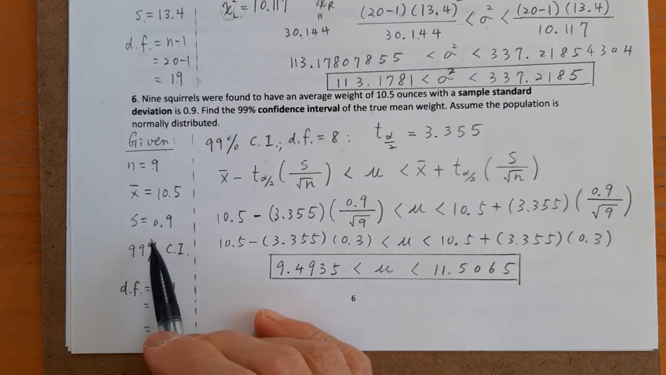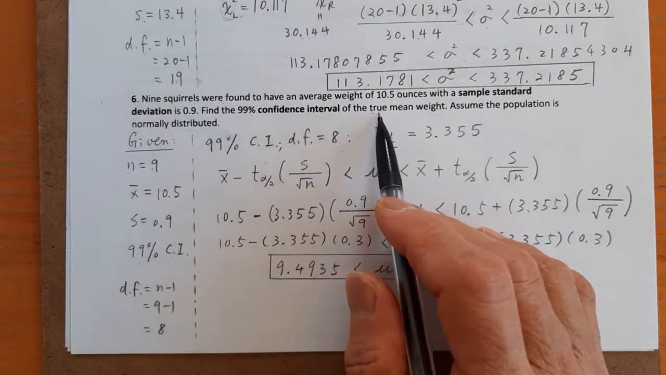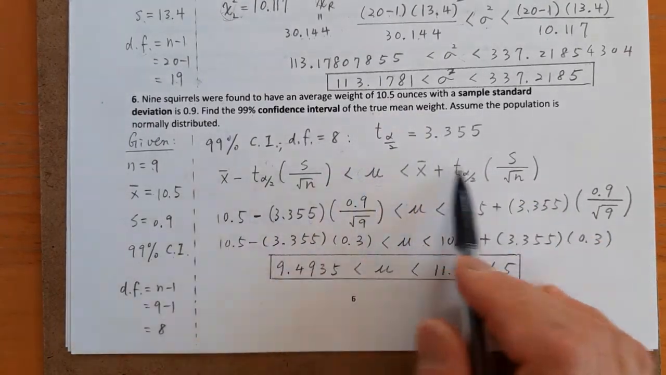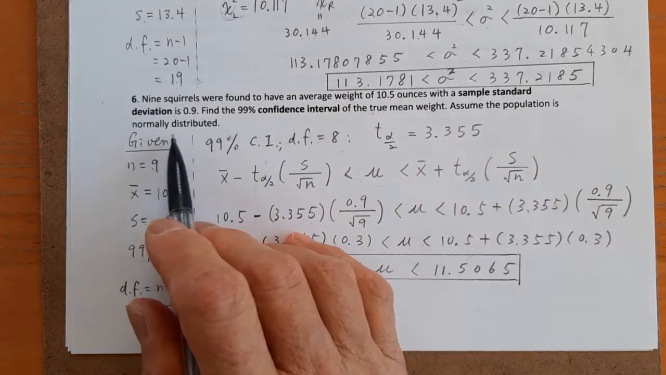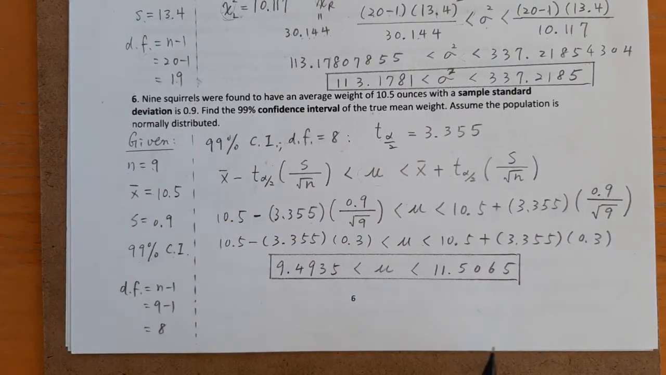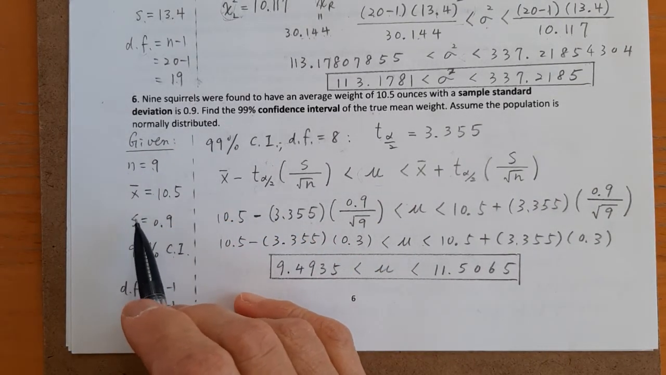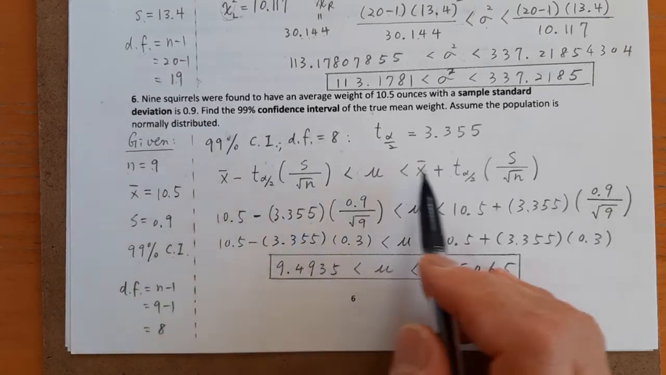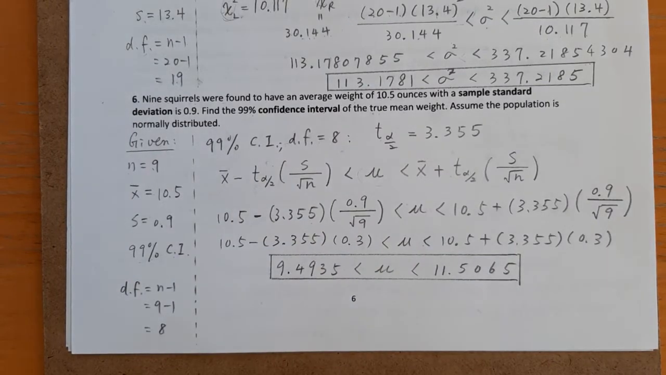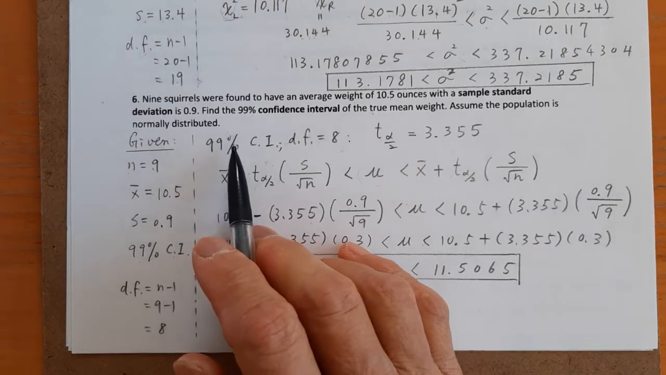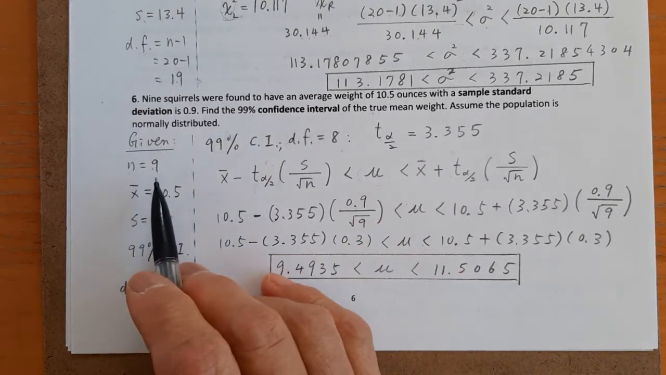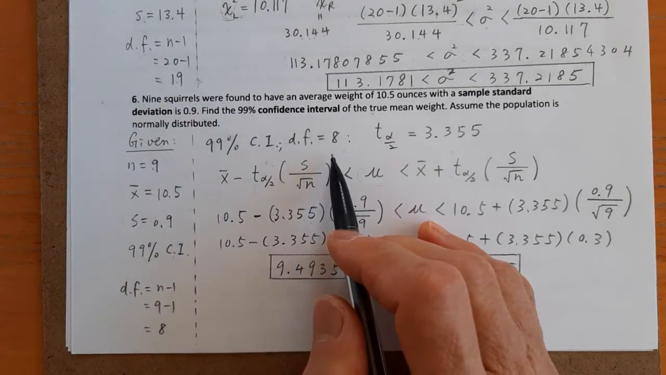So we are looking for the 99% confidence interval of the true mean weight. Assume the population is normally distributed. This is S, the sample standard deviation, sigma unknown, so we will use the t-score. For 99% confidence, the degree of freedom is 9 minus 1, which is 8.